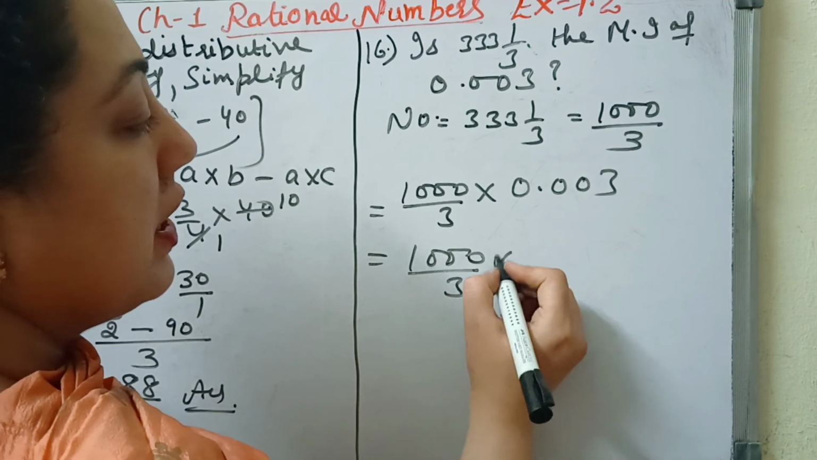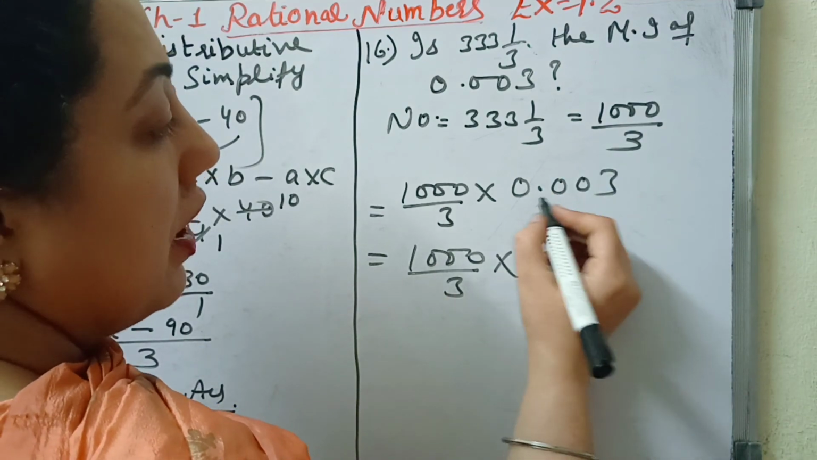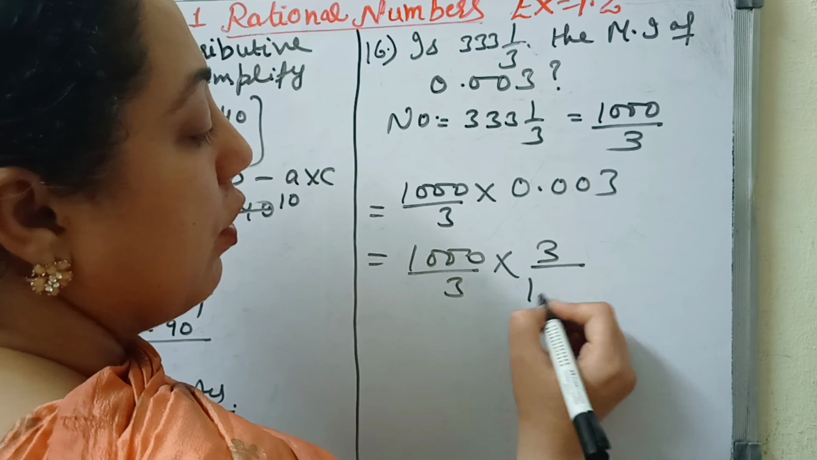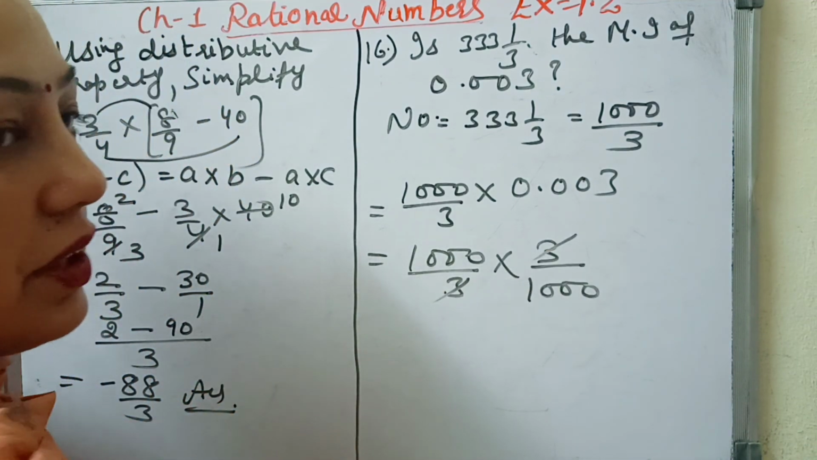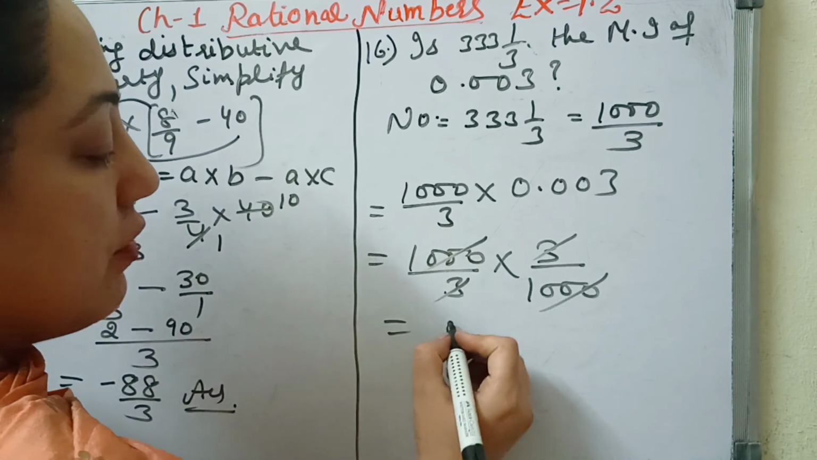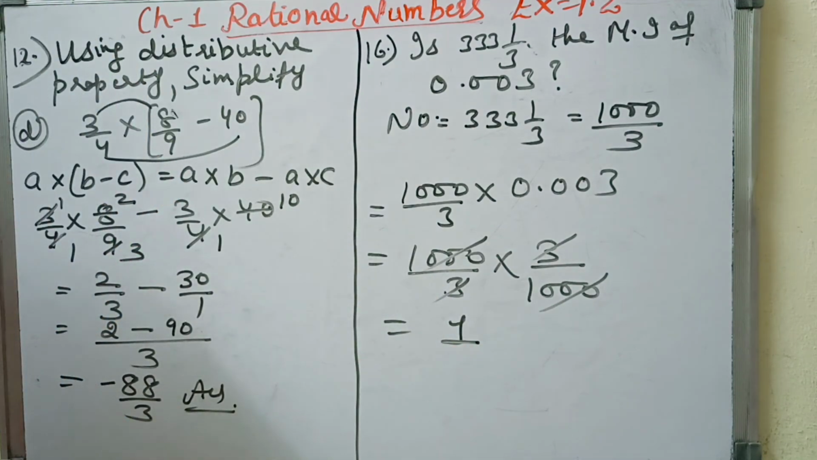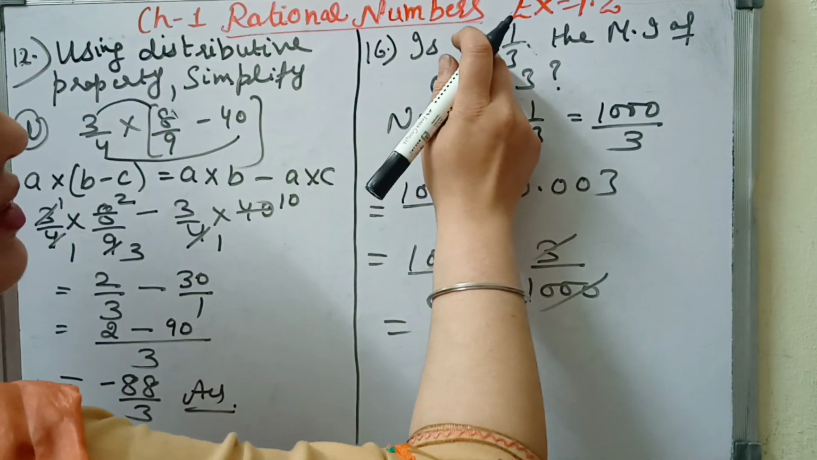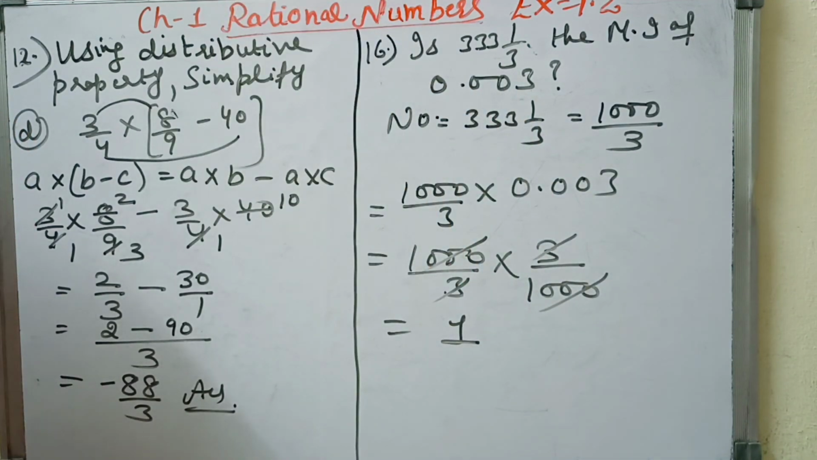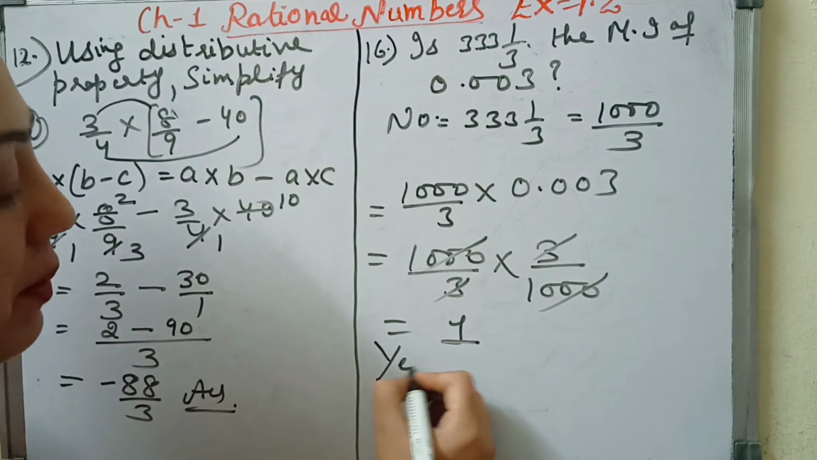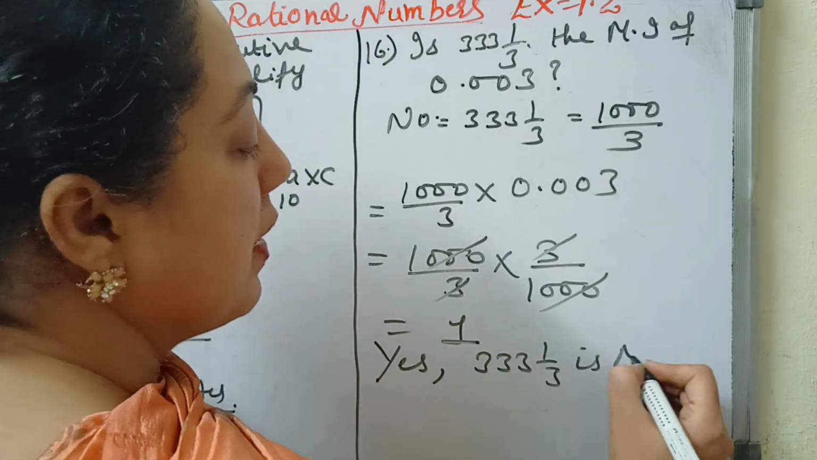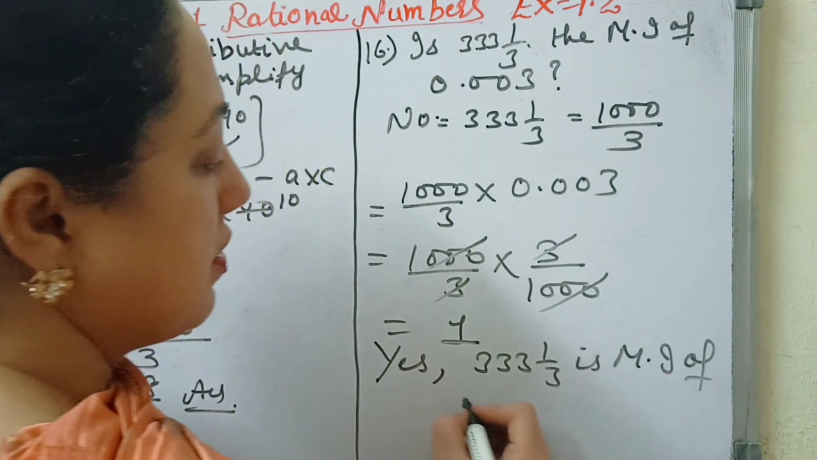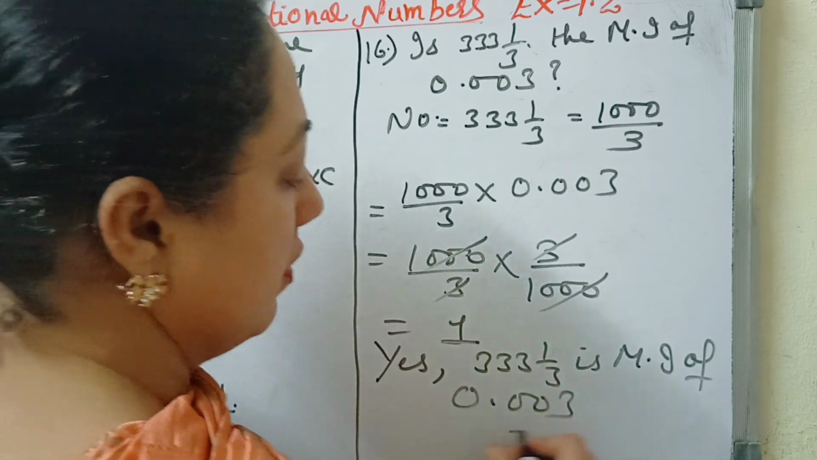10 over 3 into, when I write down this number, 3 over 1000. Now do the cutting. 3 cancels out with 3, 1000 cancels out with 1000. We will get the answer 1. So it means this number is the multiplicative inverse of 0.003. So you will write: yes, 3 1 over 3 is the multiplicative inverse of 0.003.